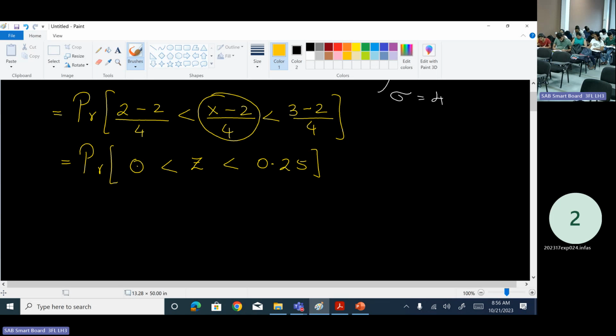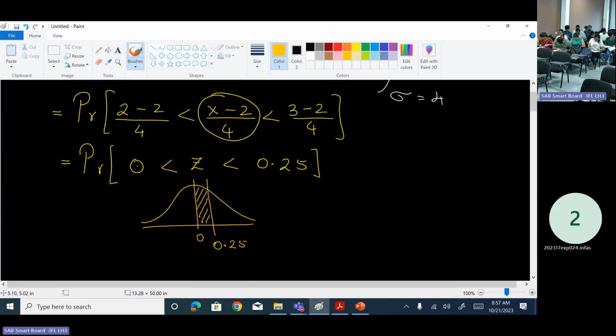Now we can draw the Z scale sketch. 0 comes in the middle. 0 we have to mark, already marked. 0.25 we have to mark. Positive value maybe somewhere there. 0.25. Above 0, below this. So we want this region.